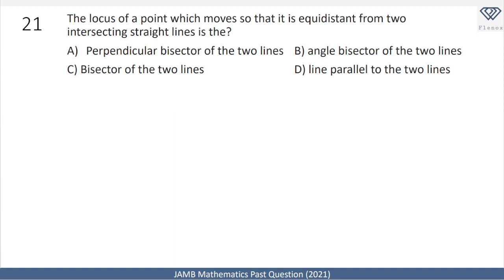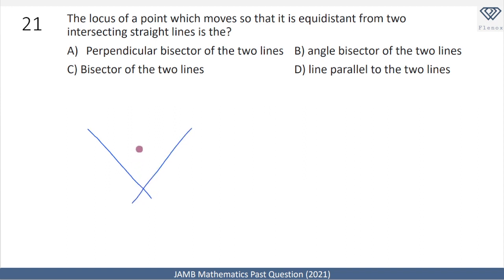So the best way I see to address this kind of question is to just quickly draw a sketch. So we said we're going to have two intersecting straight lines. So let's start from that. I'm going to draw two intersecting straight lines. Then we have this and we have this.